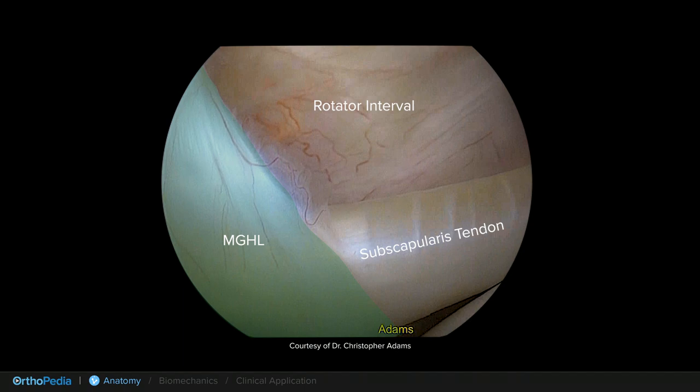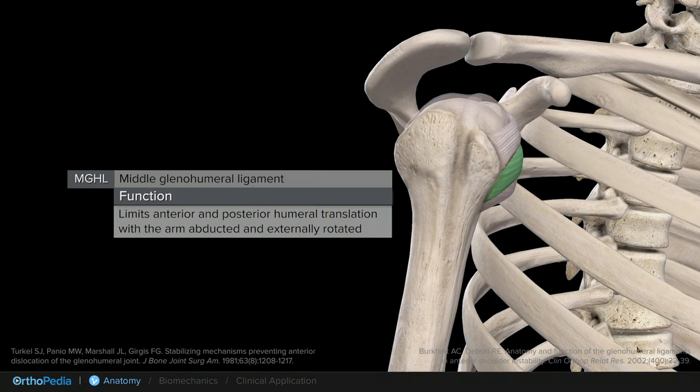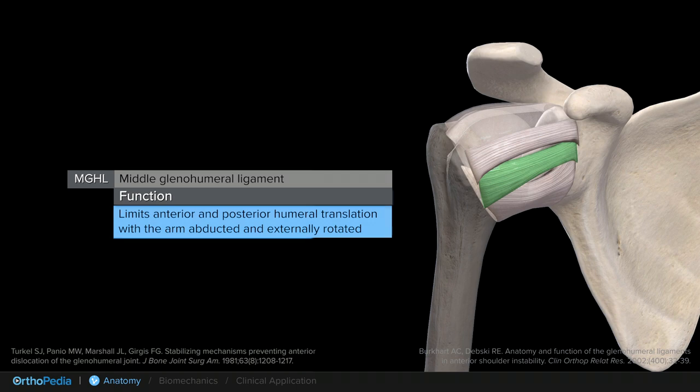Note the oblique orientation. The MGHL functions to limit both anterior and posterior translations of the humeral head, with the arm abducted and externally rotated. It also may serve as a secondary stabilizer to inferior translation in adduction.